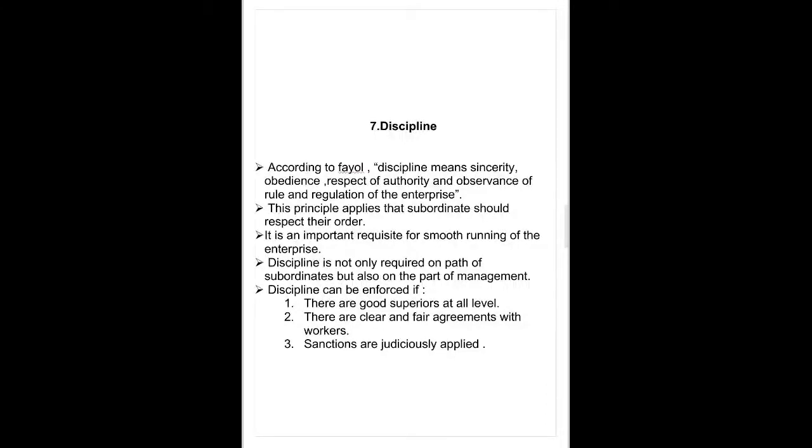Discipline. According to Fayol, discipline means sincerity, obedience, respect of authority, and observance of rules and regulations of the enterprise. This principle implies that subordinates should respect their orders. It is an important requisite for the smooth running of the enterprise. Discipline is required not only on the part of subordinates but also on the part of management. Discipline can be enforced if, first, there are good superiors at all levels. Second, there are clear and fair agreements with workers. Third, sanctions are judiciously applied.